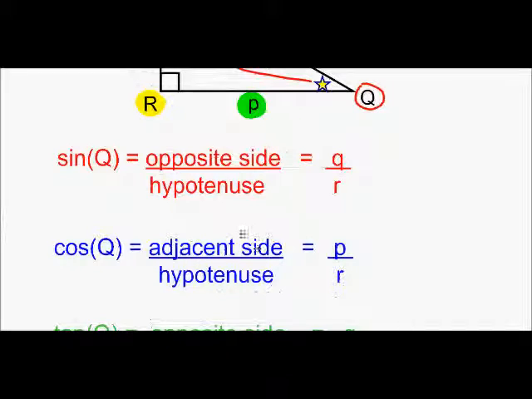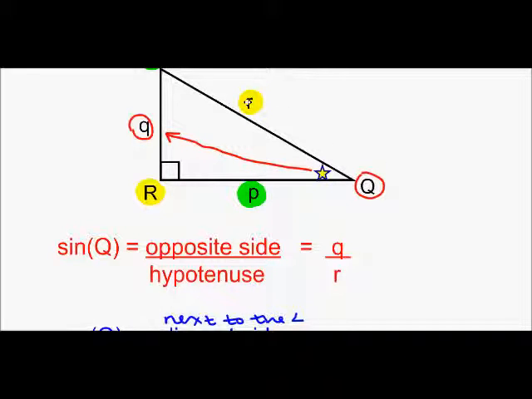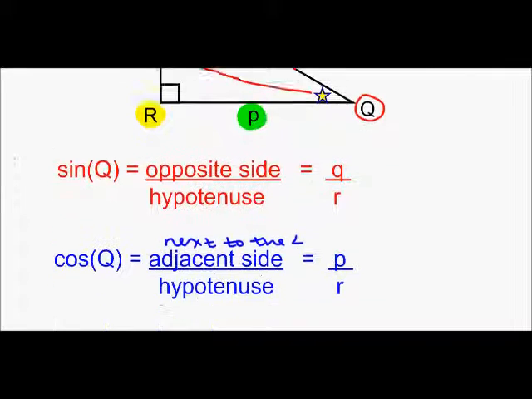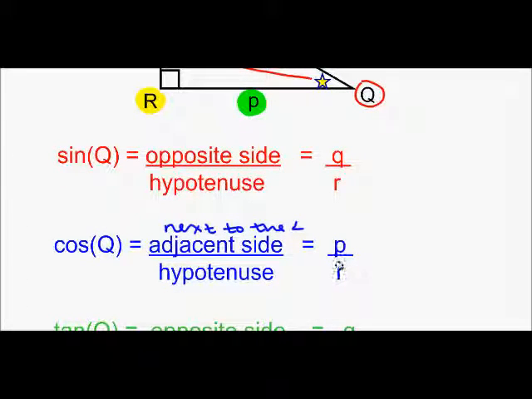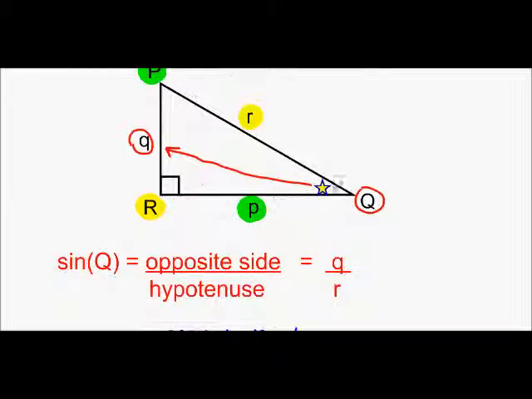Cosine is the adjacent side. Adjacent means that it is next to the angle, but not the hypotenuse. So the adjacent side divided by the hypotenuse. Adjacent is p, hypotenuse is r. So cosine is p divided by r. Tangent of Q, tan Q, is the opposite side divided by the adjacent side. So tangent is opposite, which again is little q, divided by adjacent, which is p.